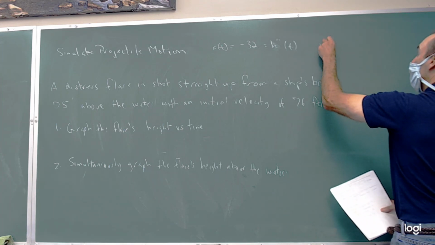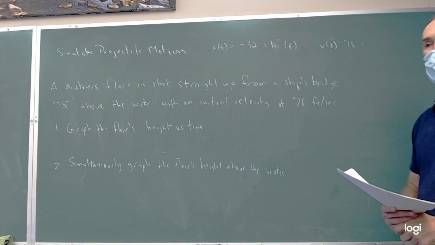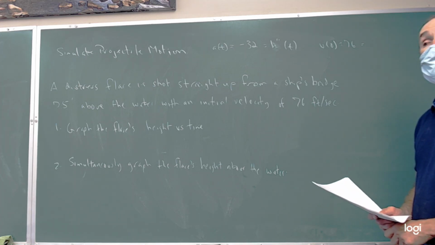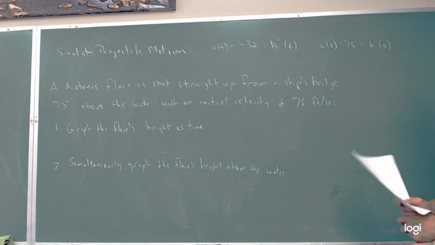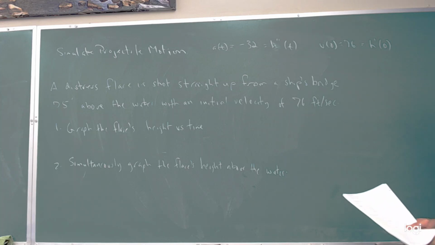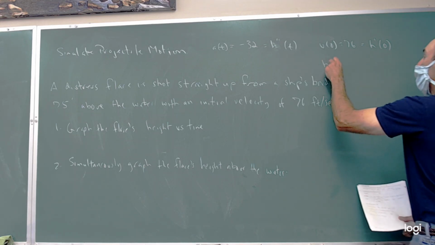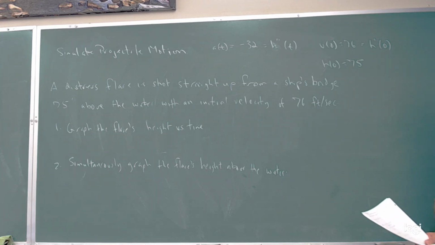So velocity at time 0 is 76, but in terms of h, the velocity is h prime. H prime of 0. Is that okay? So we know the second derivative, and we know the first derivative. How about the height at time 0? 75. There you go, at 75 feet from the bridge. That's where the bridge is. Okay? All right, so here's our differential equations. We're going to solve this thing for h.